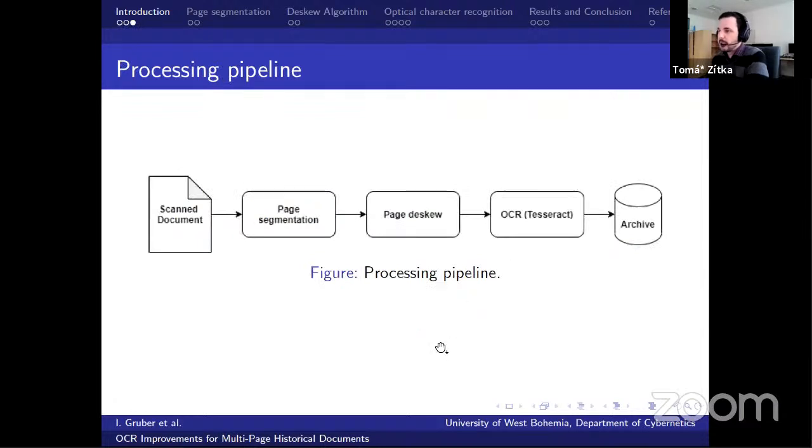Here is our processing pipeline. The first step is page segmentation, because in the scanned documents, there are often many pages in one scan. So we need to find the suitable page which we want to process by OCR. But before this processing, we want to apply the page skew algorithm to improve OCR performance.